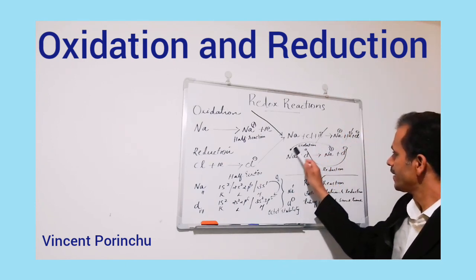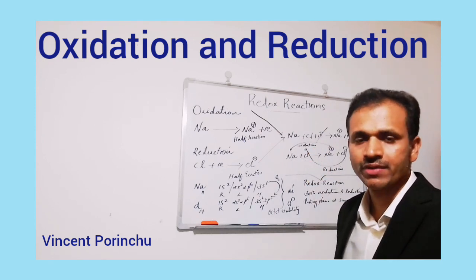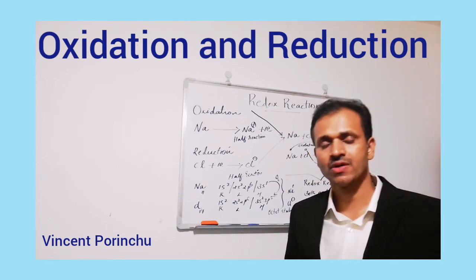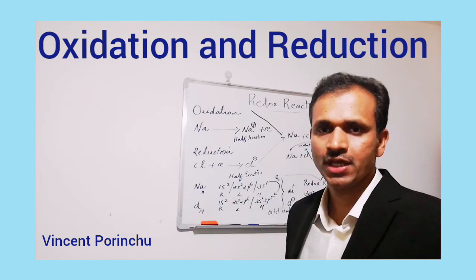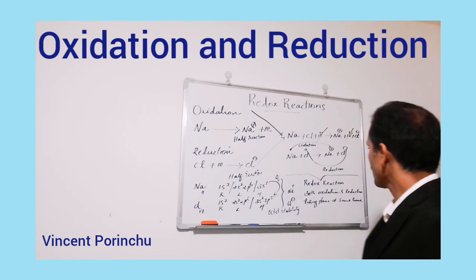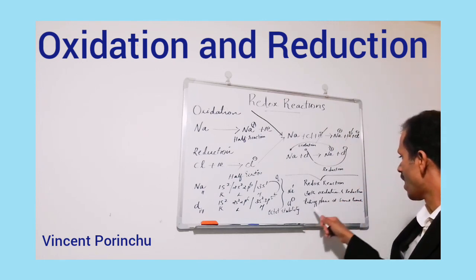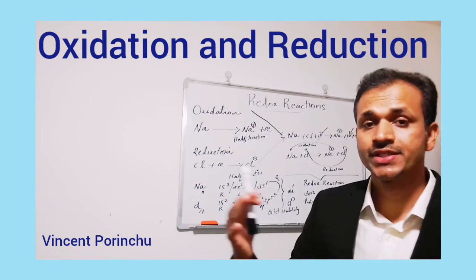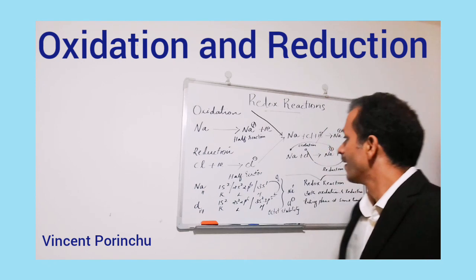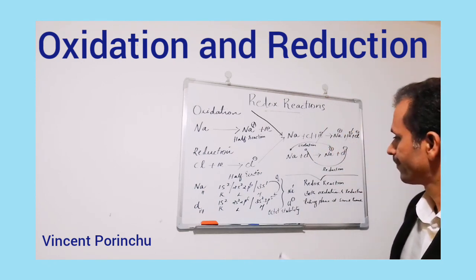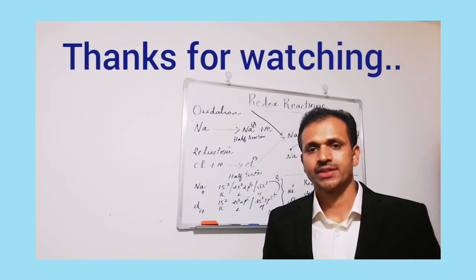The entire reaction is known as a redox reaction because it consists of two half steps: one is oxidation and the other is reduction. Both oxidation and reduction are taking place at the same time. So that is about oxidation and reduction.